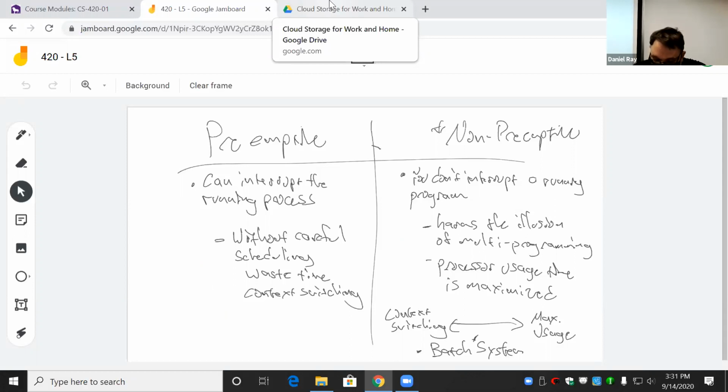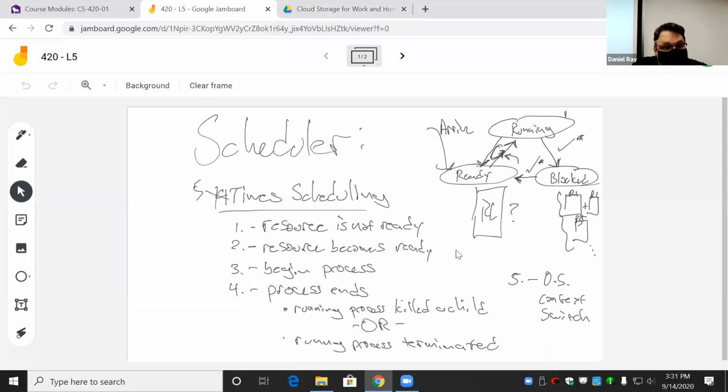Any questions about this so far? So specifically, if a new process enters, or if a resource becomes ready, or if the OS context switches, then this would be a good place to activate the preemptive scheduling.